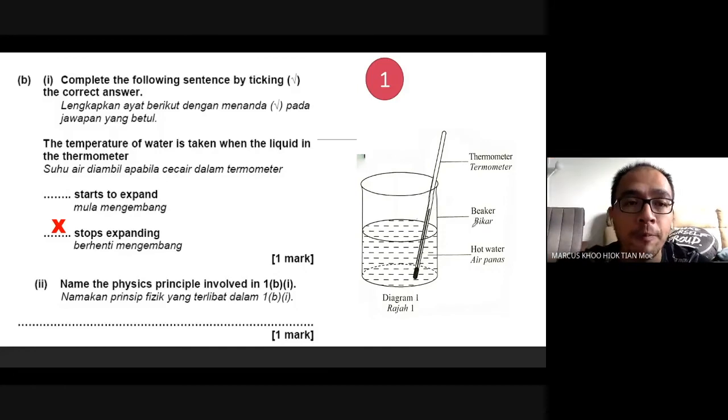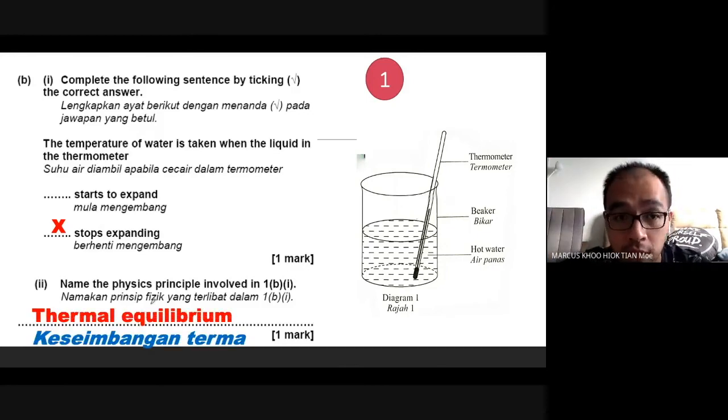Now, the correct word to use, everybody, is expanding. Although when we teach other people, we say wait until the thermometer stops moving, then you take the reading. Come on guys, let's use the correct word from now on. Wait until the mercury stops expanding, not the thermometer stops moving. Okay, so name the physics principle involved. This is obviously thermal equilibrium.